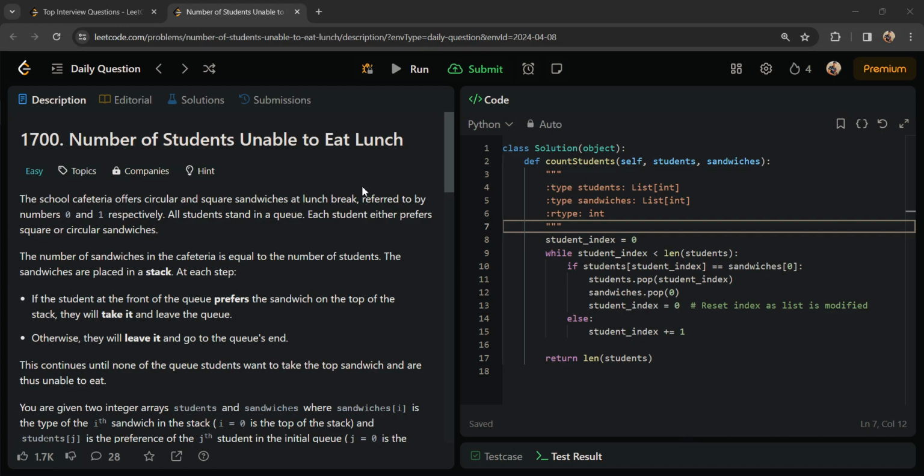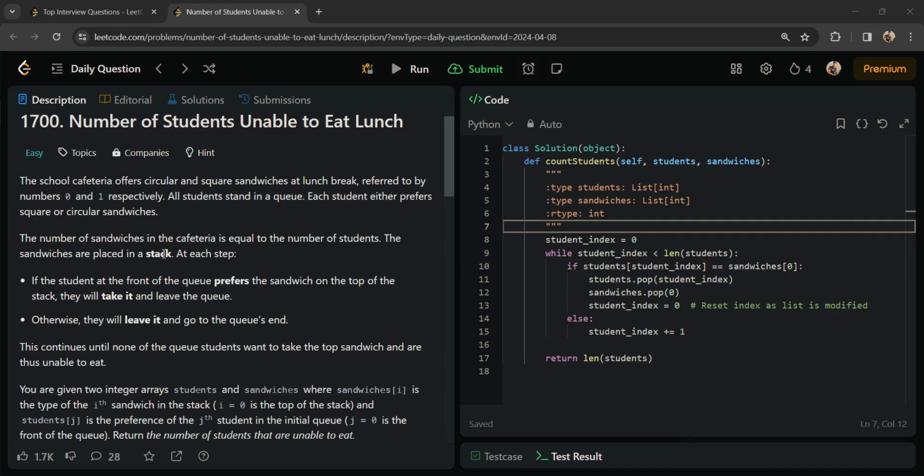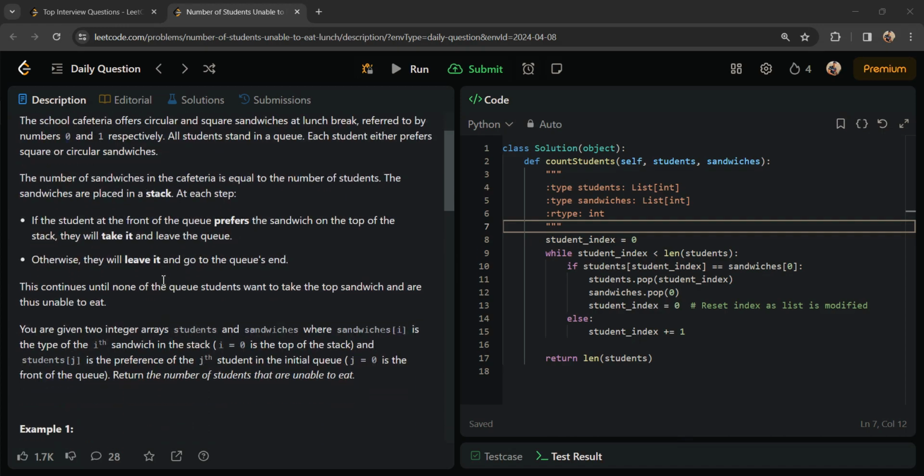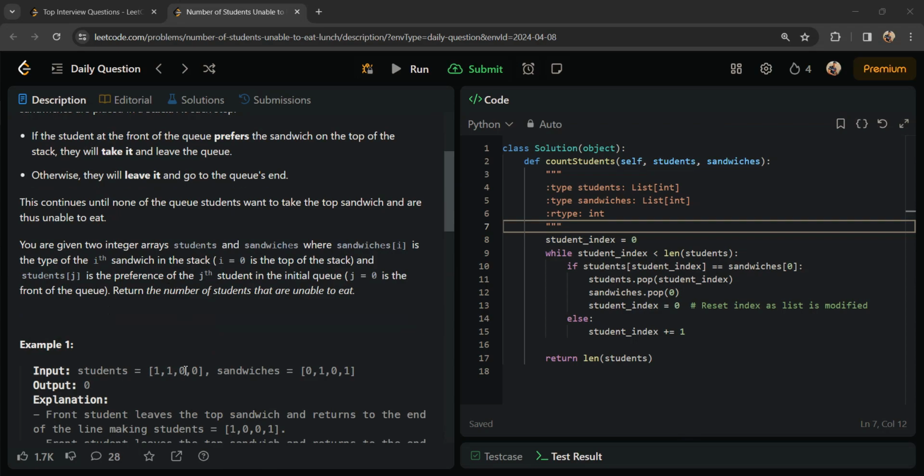So in this question we have one stack and one queue: the sandwiches and the students. The sandwiches are stored in a stack of 0s and 1s. 0 represents a circular and 1 represents a square sandwich. Each student has their own preference of the type of sandwich they want to eat, and the students are stored in a queue.